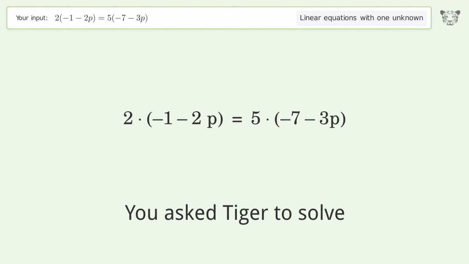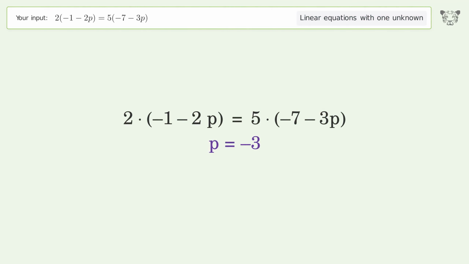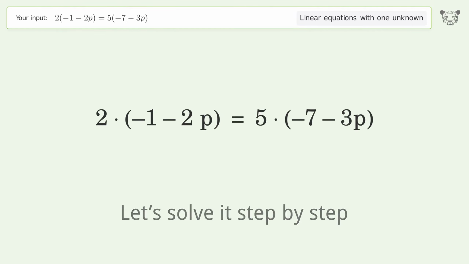You ask Tiger to solve. This deals with linear equations with one unknown. The final result is p equals -3. Let's solve it step by step.